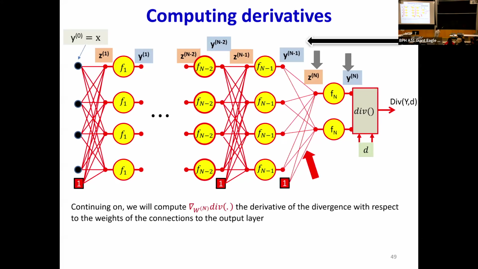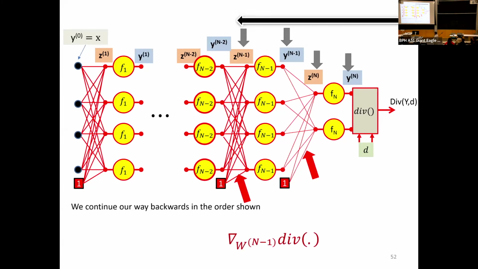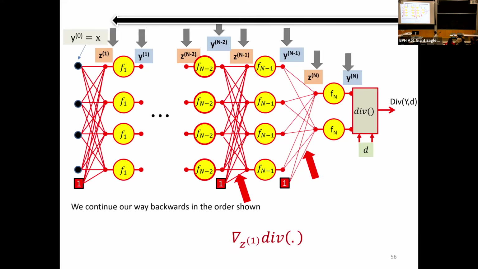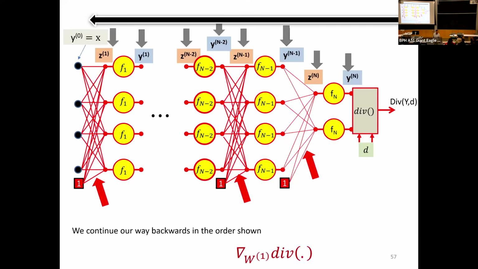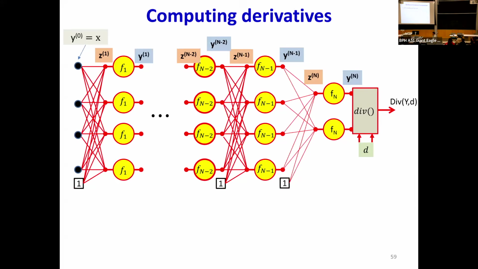And so from this, you'll be computing the derivatives for these weights, then go back and compute the derivatives for these y's, for these z's, for these weights, and so on, all the way till the beginning of the network. Any questions? Okay, so let's see the math, so long as you understand how we are going to do this.